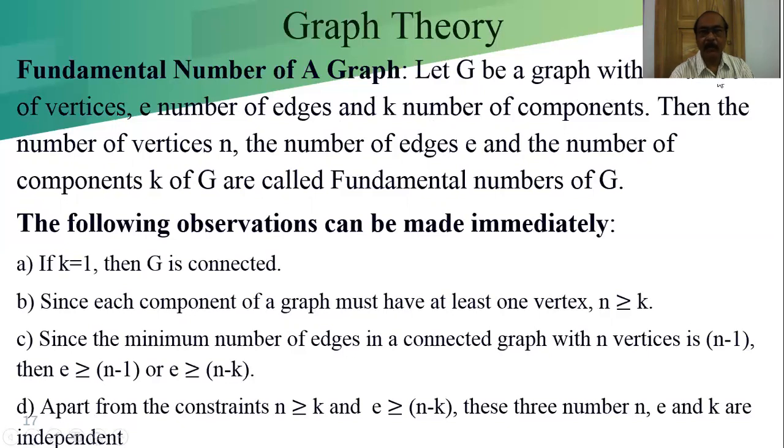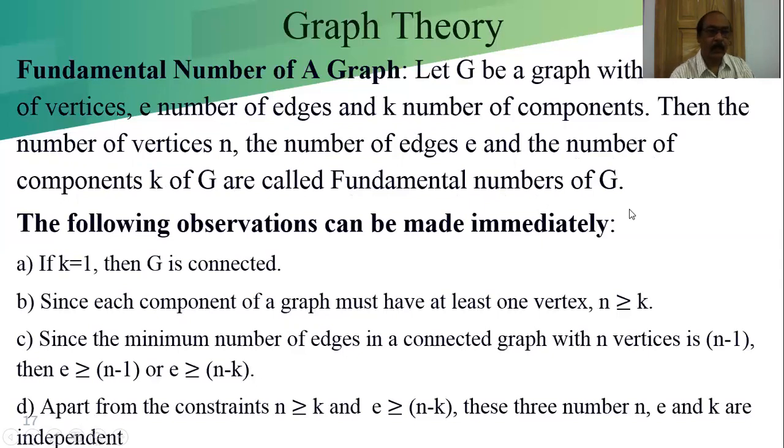Let G be a graph with n number of vertices, e number of edges and k number of components. In this case, for a disconnected graph, k is greater than 1. Or for a connected graph, there will be only one component, k equal to 1. Then the number of vertices n, the number of edges e, and the number of components k of the graph G are called the fundamental numbers of G.